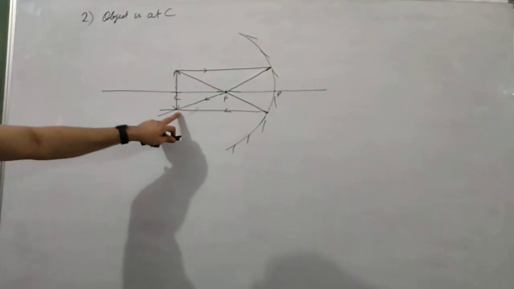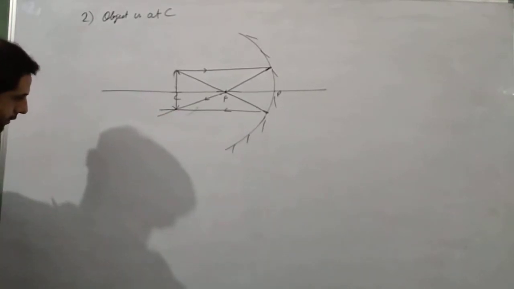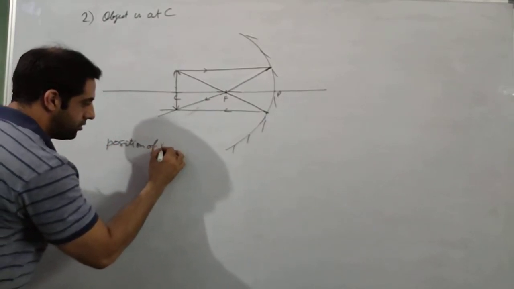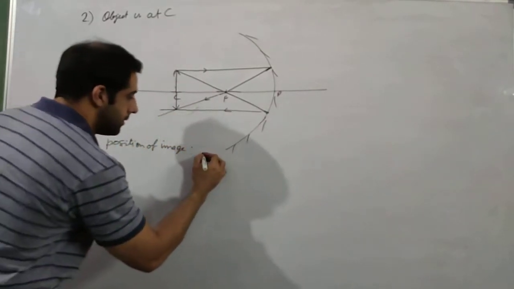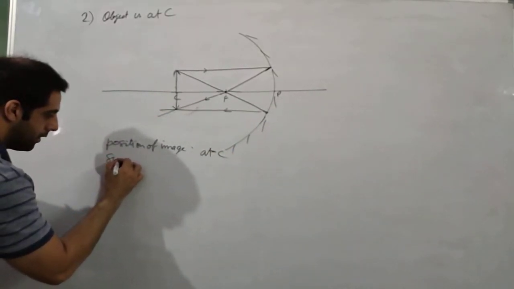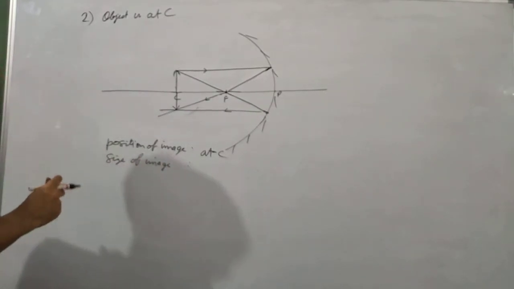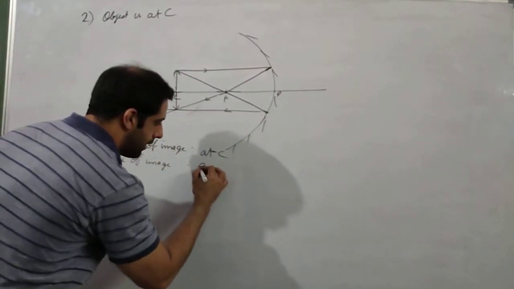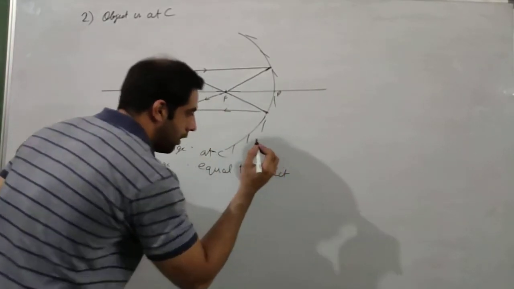So the reflected rays are meeting at this point. Write 3 things again. First, position of image. Where is the image formed? The image is also formed at C. So you will write at center of curvature. Then size of image. Now when you draw it with a scale, you will see that the size of image and the size of object will be the same. So here we will write equal to object.